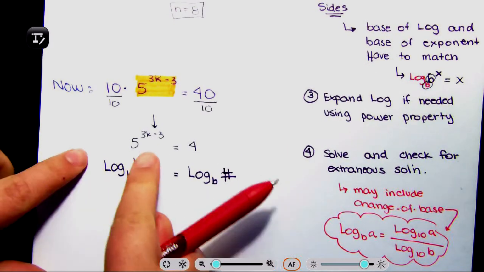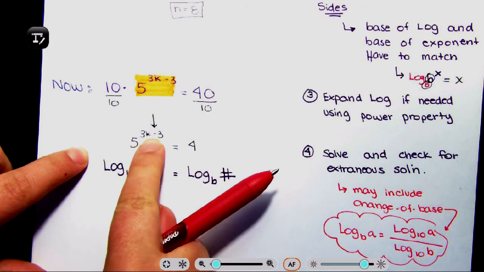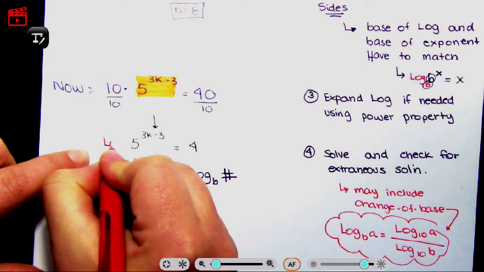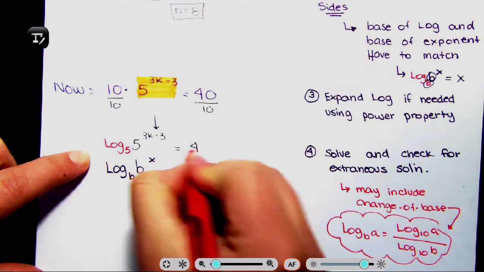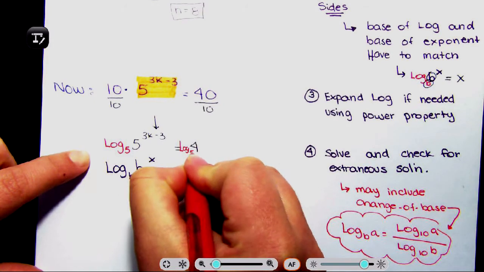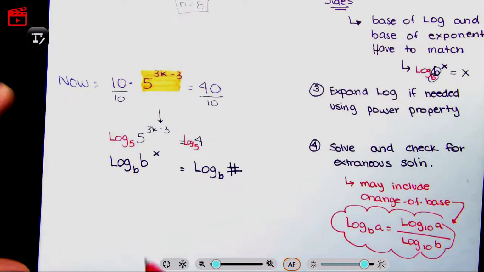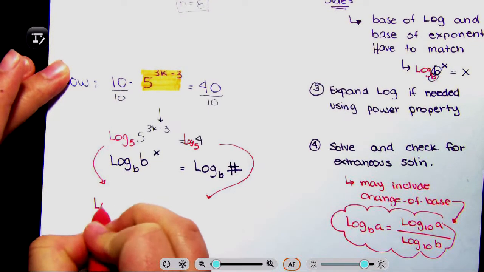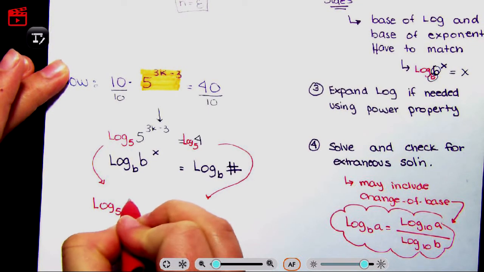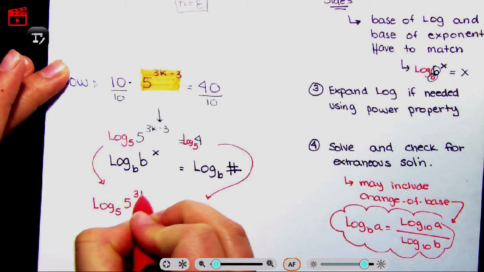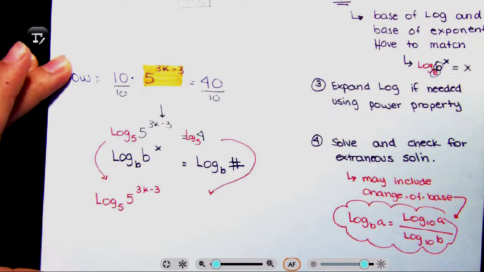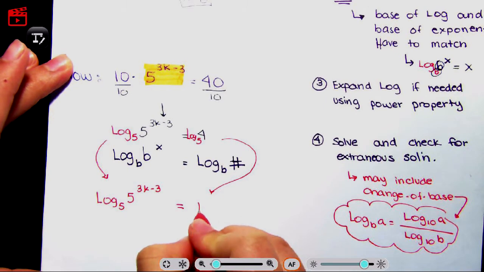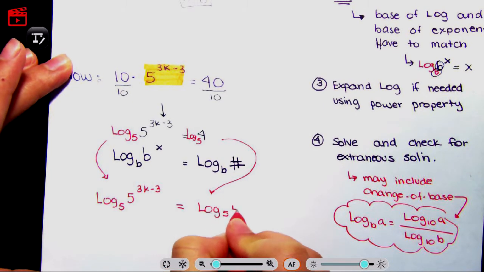So if this is my b to the x power, what I'm going to do is take log base 5 of both sides. So what I have is log base 5 of 5 to the 3k minus 3 power equal to log base 5 of 4.